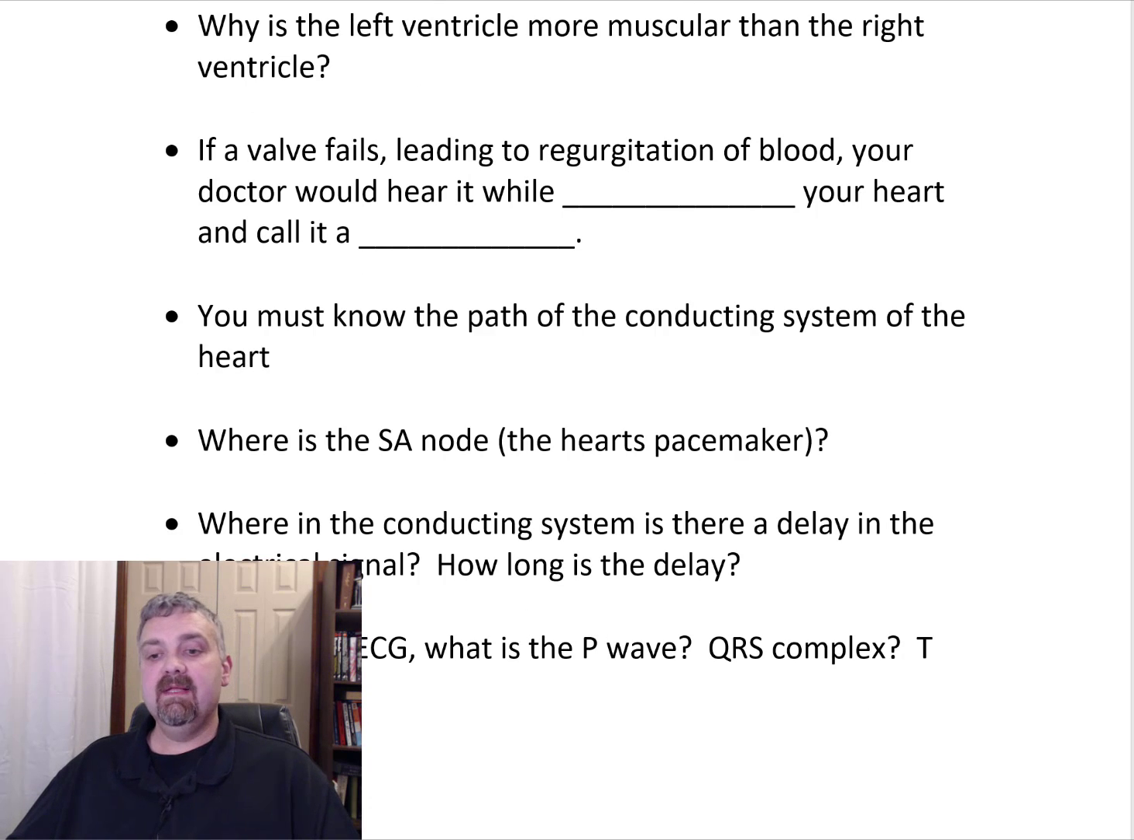If a valve fails, leading to the regurgitation of blood, which I've mentioned twice now, your doctor would hear it while auscultating your heart and call it a murmur. Auscultation is the technique where you use a stethoscope and listen to the heart, or you can listen to the carotid arteries or lots of other places too. While your doctor is auscultating your heart, they would hear this regurgitation of blood, and it's a murmur. Compare that to another thing. When people are talking about heart problems, you might hear them talk about a murmur, which is the regurgitation of blood because the valves aren't working, or an arrhythmia. Arrhythmias are problems with electrical activity, which we'll get to in just a moment.